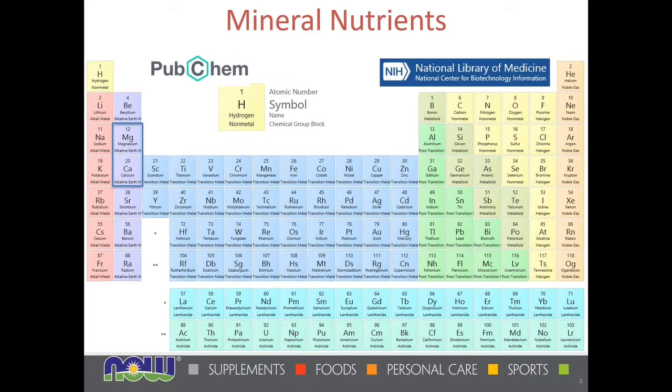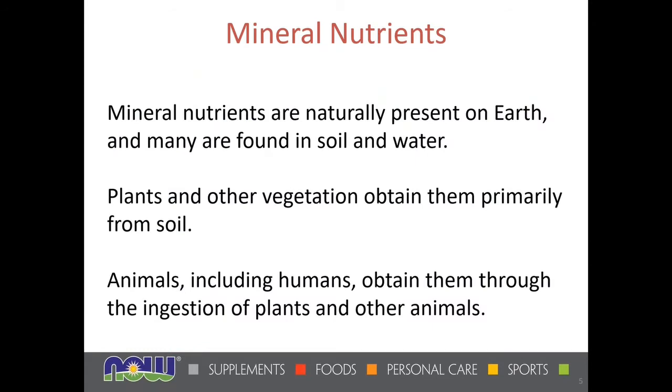So here is one version of the periodic table, very useful. And calcium, magnesium, as you see, are in the same category on the left, where I highlight them with the blue line around them. And they're considered alkaline earth minerals. So those and other mineral elements are naturally present on our planet. They're found in soil, water, and foods.